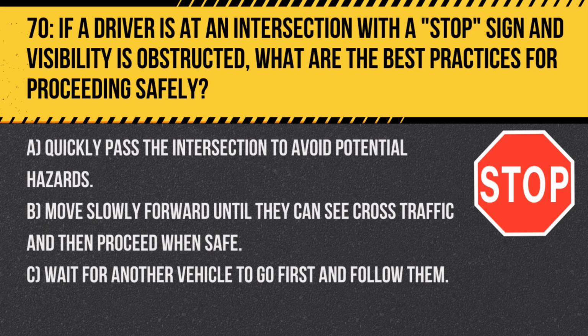Question 70. If a driver is at an intersection with a stop sign and visibility is obstructed, what are the best practices for proceeding safely? A. Quickly pass the intersection to avoid potential hazards. B. Move slowly forward until they can see cross traffic and then proceed when safe. C. Wait for another vehicle to go first and follow them. Answer. B. Move slowly forward until they can see cross traffic and then proceed when safe. It's important to ensure visibility at obscured intersections before proceeding.